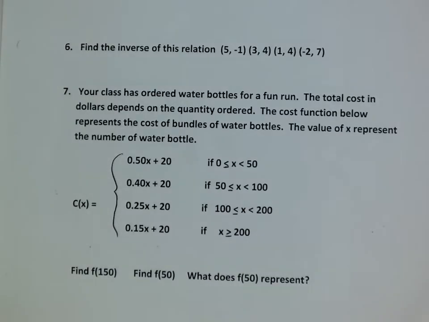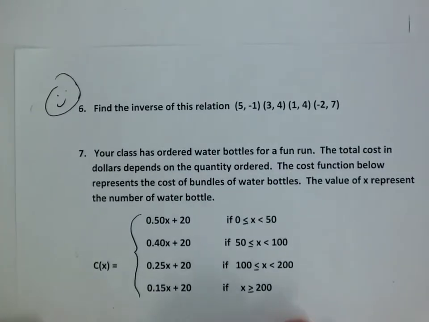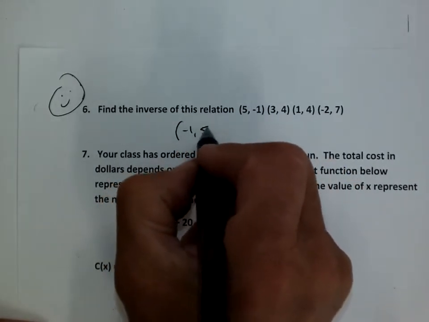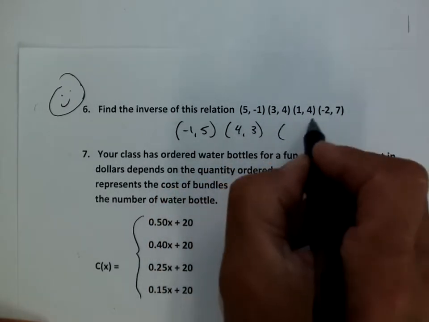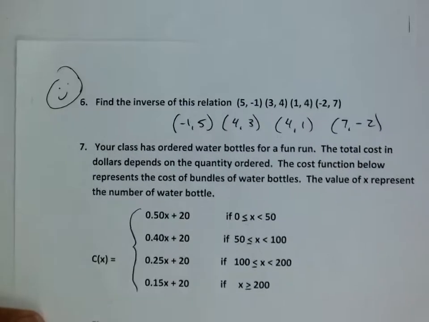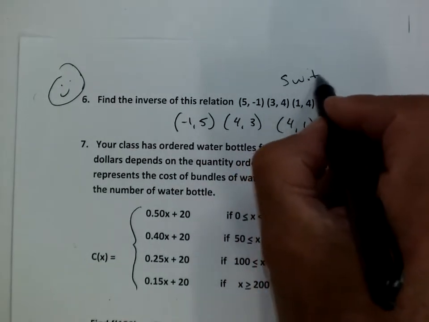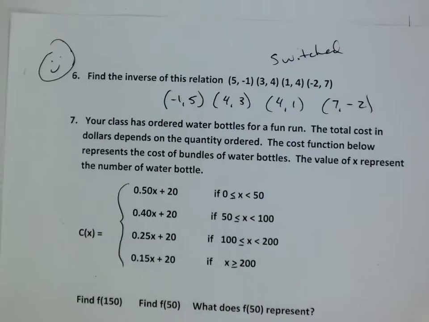Okay, turn the page. All right, number 6. Nobody should miss 6. 6 is the easiest question. Inverse. All right, I can do that. -1, 5, 4, 3, 4, 1, 7, -2. What did I do? I just switched x and y. Okay. All right. Last but not least, number 7.